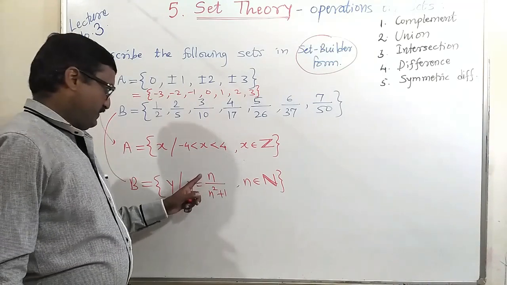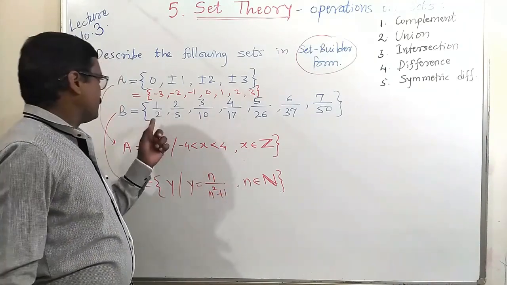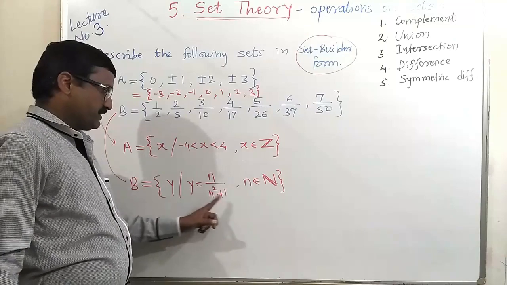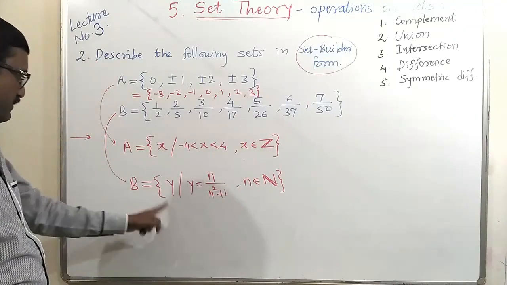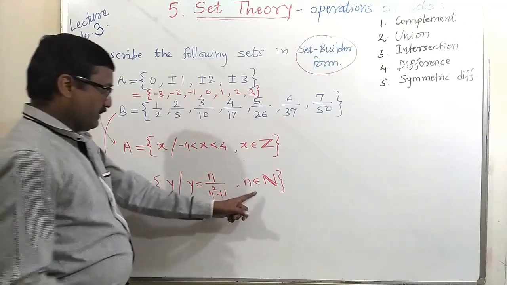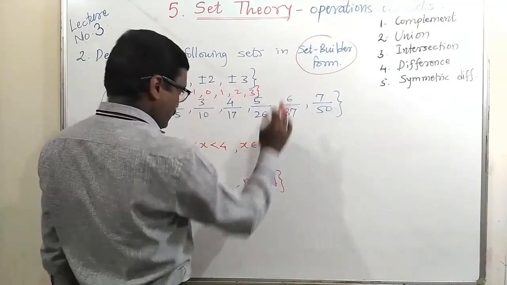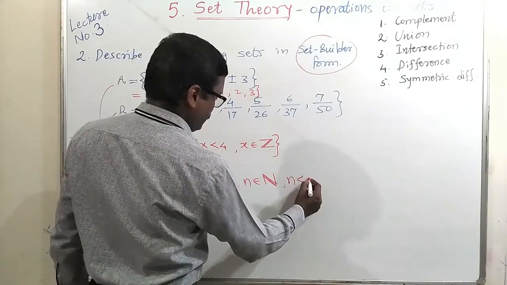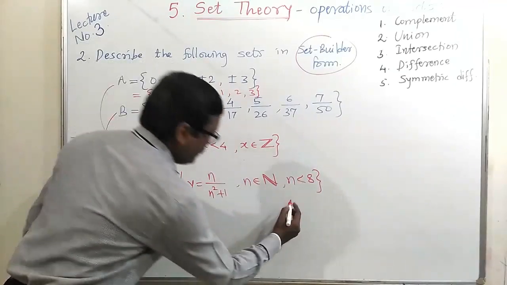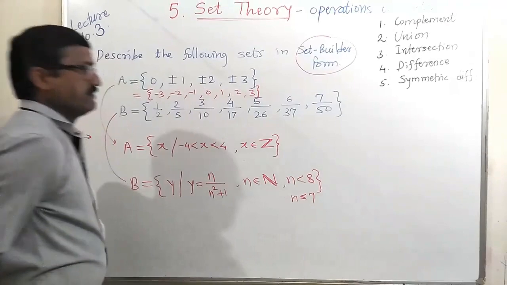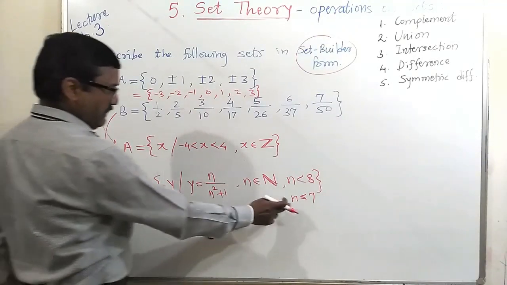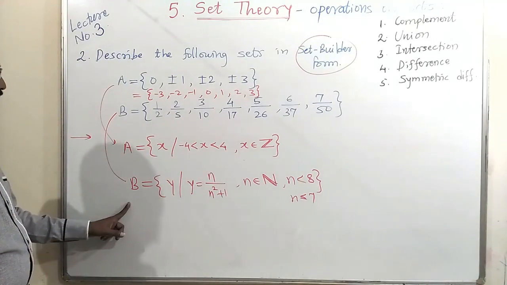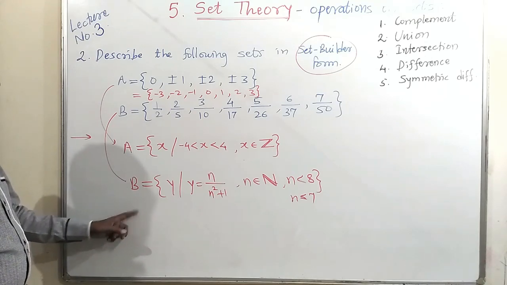So if you put the natural numbers here, 1 upon 1 plus 1, that is 2. 2 upon 2 square is 4 plus 1, that is 5. This way 6 upon 6 square is 36 plus 1, that is 37. So 6 by 37. So you get all elements of B, where this n is not only a natural number but it is less than 8, and n is less than 8, or you can write n less than or equal to 7. Both are correct, because n less than or equal to 7 means n is less than 8. Okay, so this is the set B in set builder form.